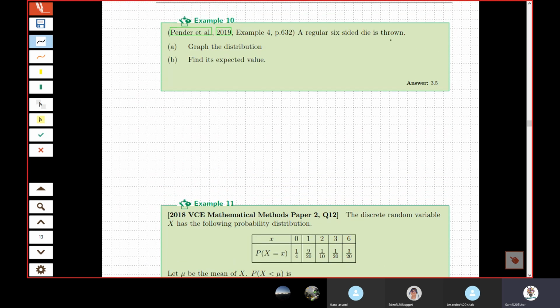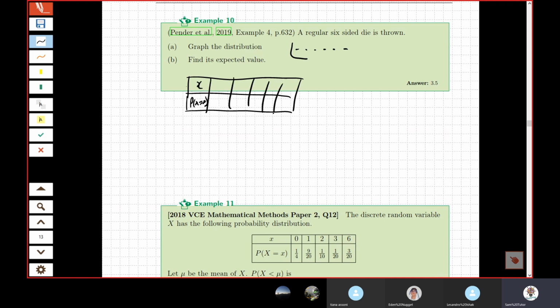All right, a regular six-sided die is thrown. Graph the distribution. We did that up there. And then find its expected value. Well, to find its expected value, first I think it's good to know the distribution table. There's your X, there's your P: 1, 2, 3, 4, 5, 6, and then the probability.